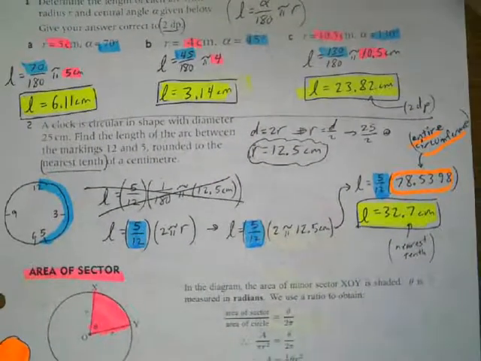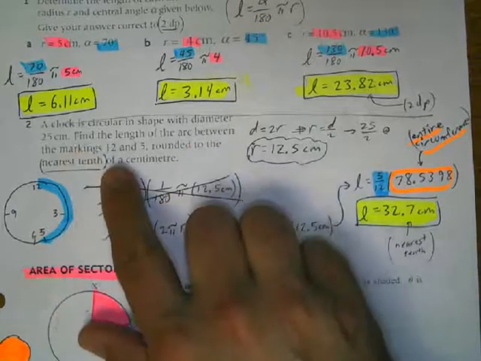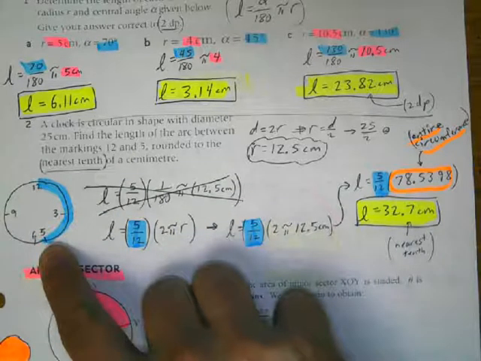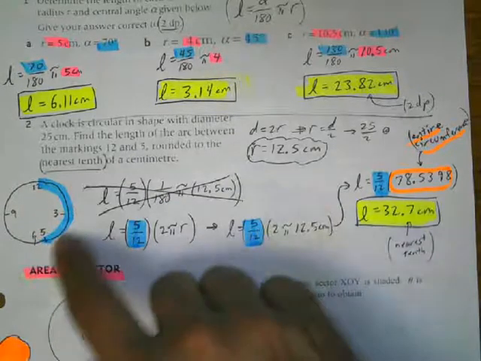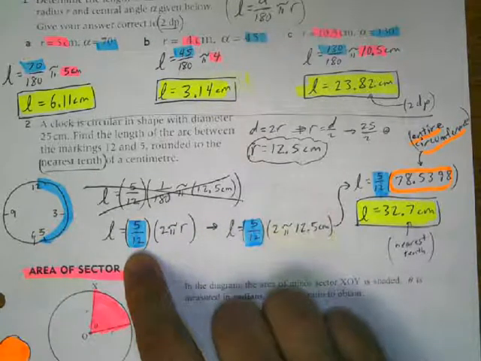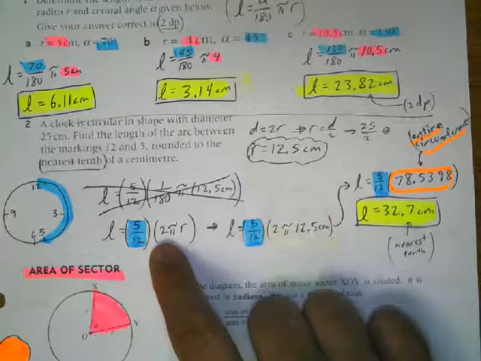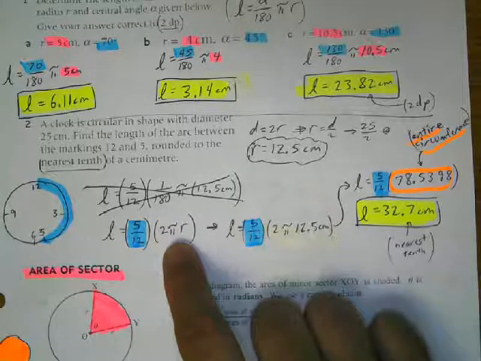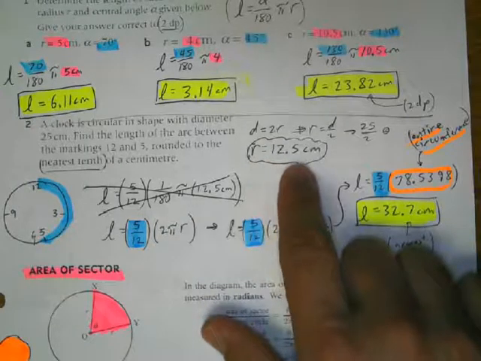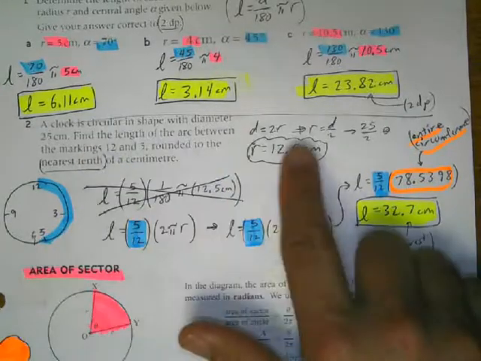They gave you the diameter of the circle, and they asked what is the length of the arc from 12 all the way to 5. So 12 all the way to 5 gives me a 5/12 fraction of the circumference, and all the way around the circle is 2 pi r, right? So we know the radius is 12.5. How do I get that answer? Well, the diameter is 25, so the radius is half of the diameter.